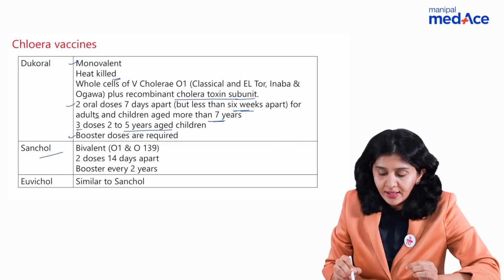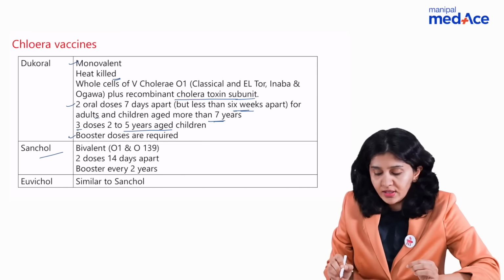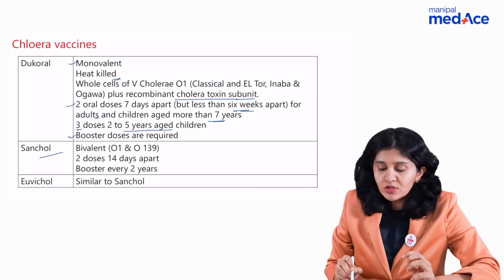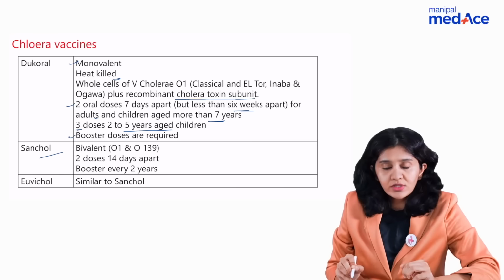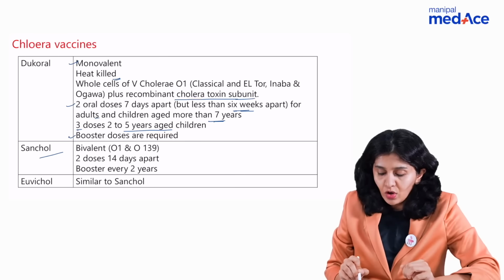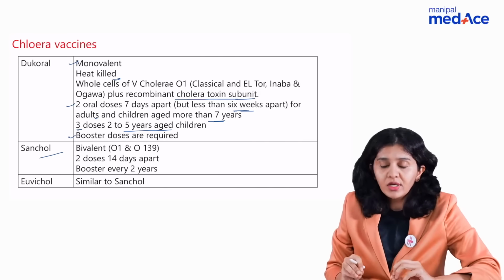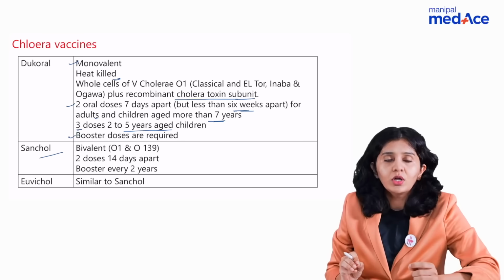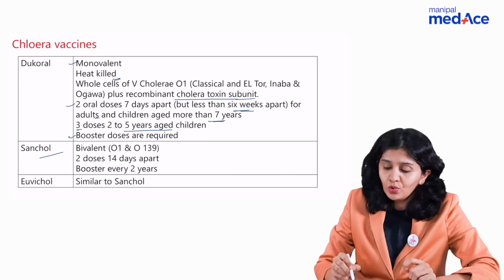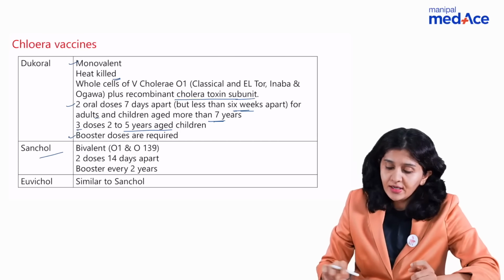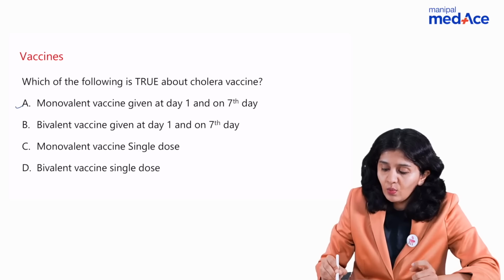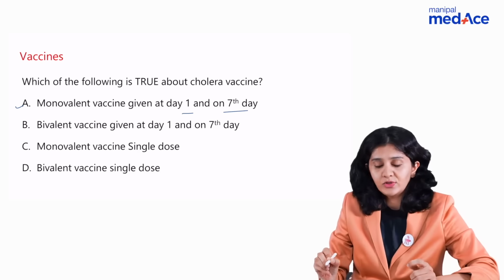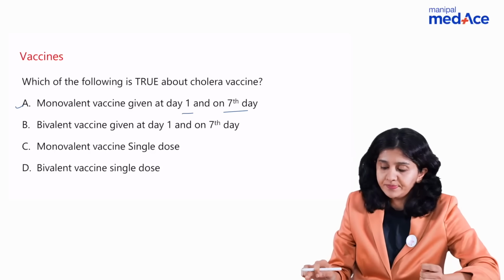Sancol is bivalent, that is O1 and O139 both are here. 2 doses 14 days apart. So it's bivalent and 2 doses. Boost is given every 2 years. UV-Col is similar to Sancol. So the commonly used one we can go with, that is Dukoral, which is monovalent and 2 doses for the adults, right? So the option can be monovalent given on day 1 and day 7th. That can be your correct answer.